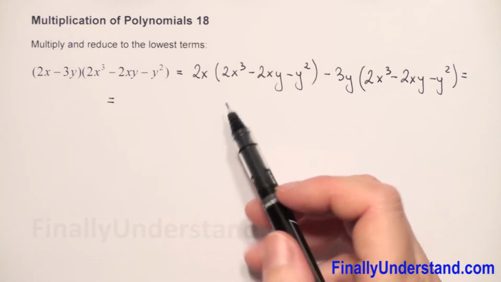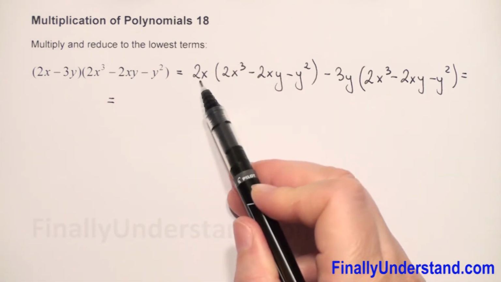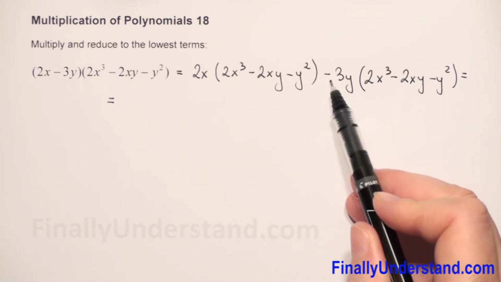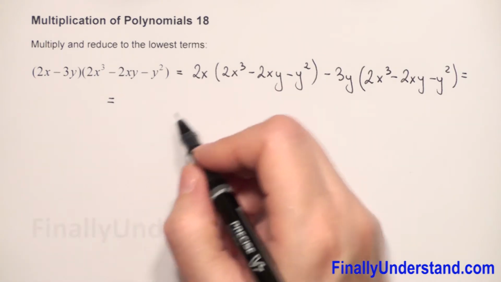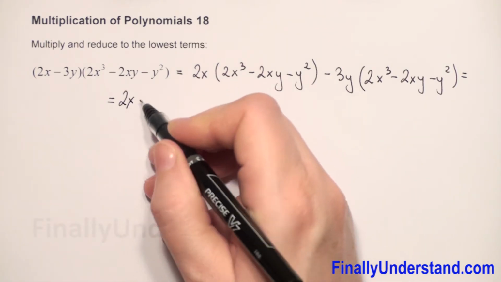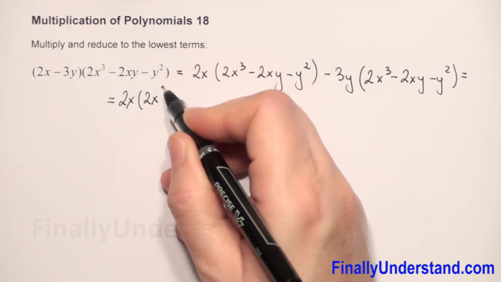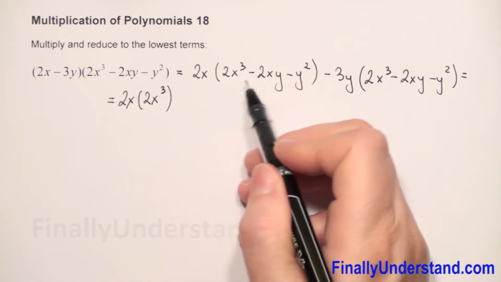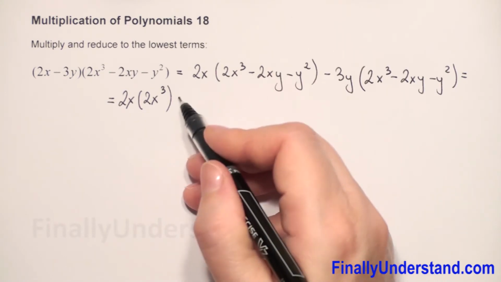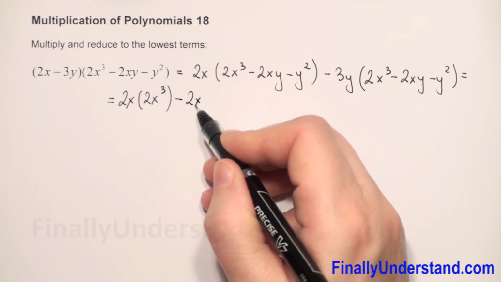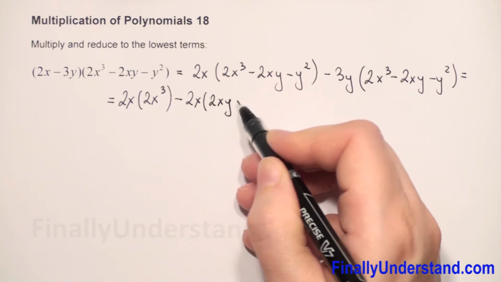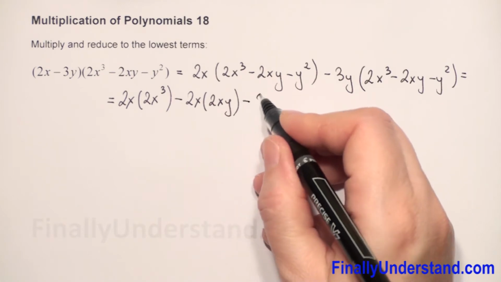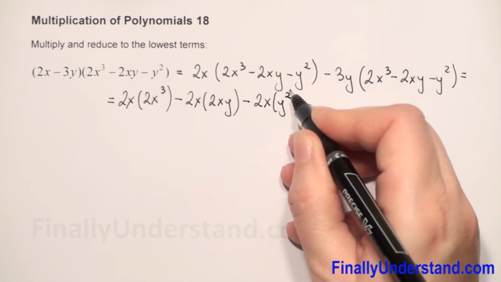We have to multiply every expression in the parenthesis by 2x and every expression in the parenthesis by negative 3y. So first we have 2x times 2x cubed. Next we have positive. When we don't have a sign, it's always positive. And we have negative. Positive times negative gives me negative. We have 2x times 2xy. Next we have positive times negative, so it will be negative 2x times y squared.